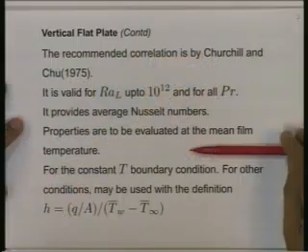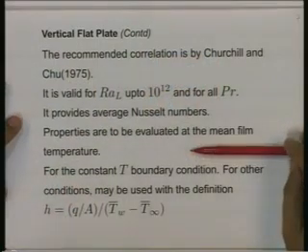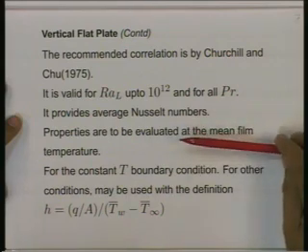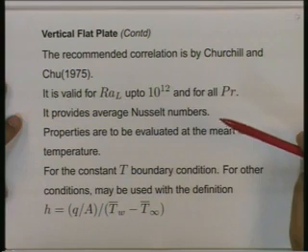This correlation provides average Nusselt numbers. We will note that in our study of natural convection, we are not going to look at local Nusselt numbers and local heat transfer coefficients. We will look at only correlations pertaining to average heat transfer coefficients and average Nusselt numbers. Properties are to be evaluated at the mean film temperature, that is the arithmetic average of the wall temperature and the bulk fluid temperature.